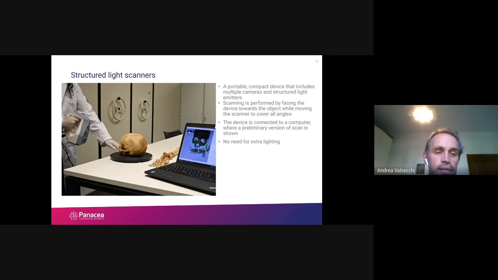Well, it's very similar to what is shown in this image. You hold the device in front of the object you want to scan. In this case, it is a skull, and then you're using a computer, and the software gives you a preview of what has been scanned so far. So if you're scanning a skull, you're going to see part of the skull appearing on the screen.